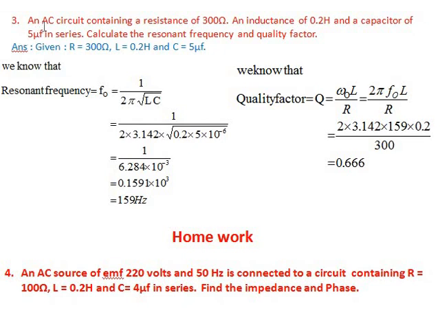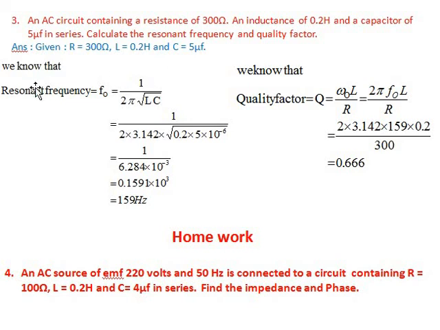Third problem. An AC circuit containing a resistance of 300 ohm, an inductance of 0.2 Henry and a capacitor of 5 microfarad in series. Calculate the resonant frequency and quality factor. So the things they have given: R is equal to 300 ohm, L is equal to 0.2 Henry and C is equal to 5 microfarad.